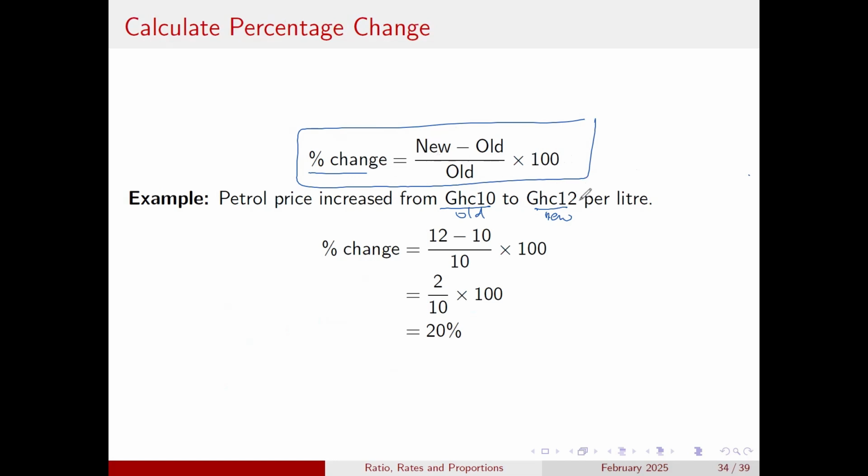Therefore, according to the formula, we have here 12 minus 10 all over 10 times 100. You can simplify this. You're getting 12 minus 10 is 2 over 10 times 100. And finally, we'll get 20%. So the percentage change of petrol increasing from 10 cedis to 12 cedis is 20%. Please make sure you add your percentage sign because you're looking for percentage change.